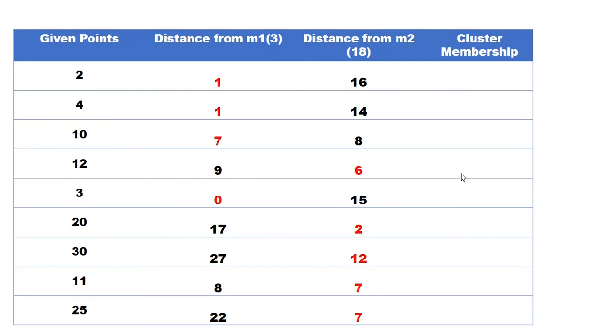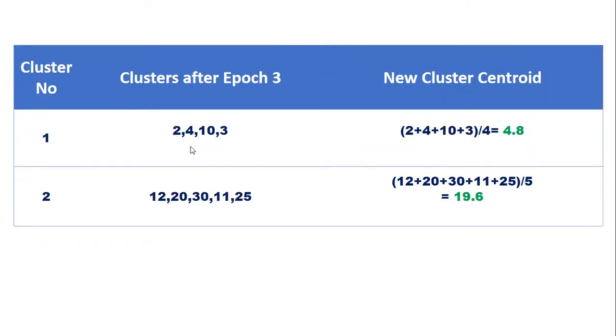Based on the distance, assign the cluster membership. 2 is assigned to C1, 4 is assigned to C1, 10 is assigned to C1, 12 has minimum distance to cluster 2, so assigned to C2. 3 is assigned to C1, 20 has minimum distance to cluster 2, so assigned to C2, 30 has minimum distance to cluster 2, so assigned to C2, 11 is assigned to C2, 25 is assigned to C2. After the third iteration, 2, 4, 10 and 3 belong to cluster number 1, and 12, 20, 30, 11 and 25 belong to cluster number 2. Recompute the cluster centroid. The new cluster centroids are 4.8 and 19.6.